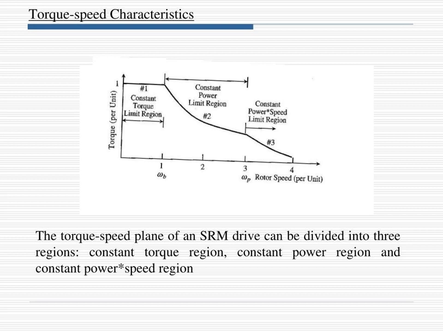Now the torque speed characteristics are shown in the diagram. The torque speed plane of the SRM can be divided into three regions: the constant torque region, the constant power region, and the constant power speed region, where we can see it in the whole diagram.